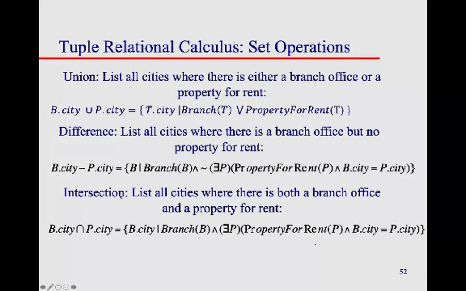Okay, so for intersection, it is the set of cities that are in both B and P. We want the set of cities such that B is in branch and there exists some property such that B dot city is equal to P dot city. Again, this is a semi-join because we're only taking elements from B, but we're joining branch with property for rent. So intersection can be, in this case, implemented as a semi-join.